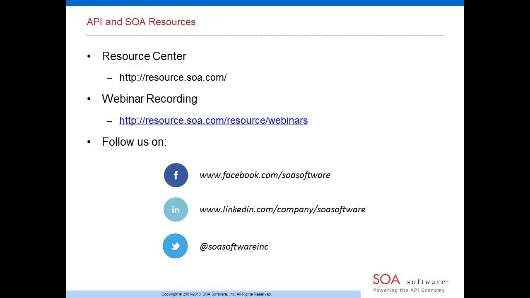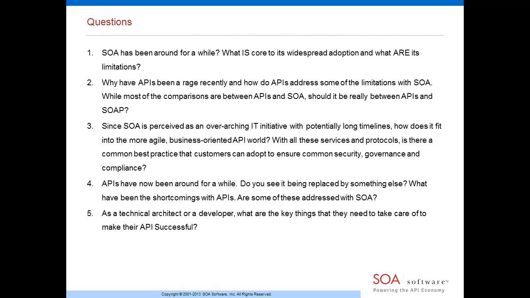I want to start with asking Alistair about SOA. So SOA has been around for a while, Alistair. What was at the core of SOA? What was so attractive about SOA that it got adopted so widely? What was the reason why SOA came around, and what were some of its limitations?